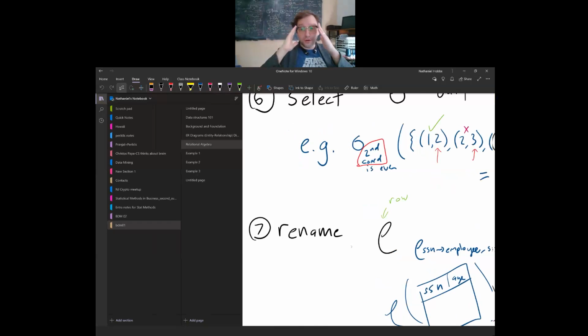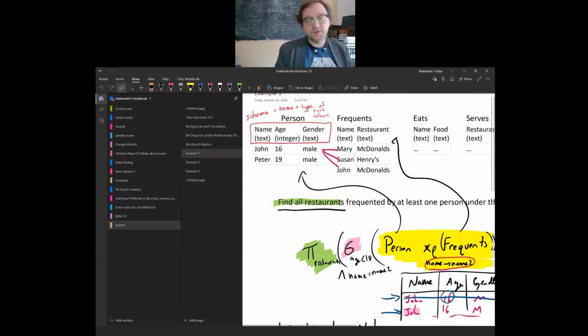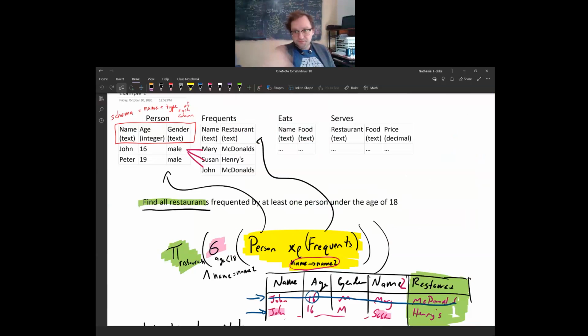So those are all of our operations, and a query is given a bunch of relations. You want one relation that satisfies this query. One such query, here's 4 different relations. In this case, we only need to use 2 of them.